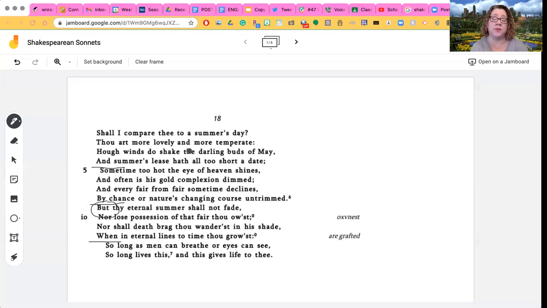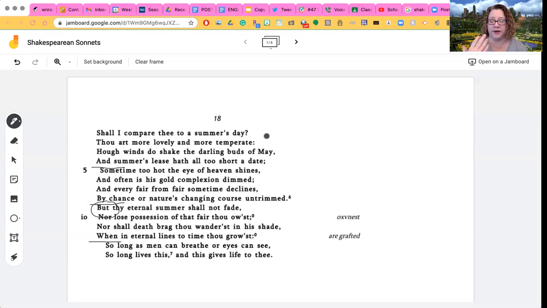So this poem is about pretty much the same thing as I Wrote Her Name Upon a Strand, the Spenser poem that we looked at on Tuesday. It's about the permanence that humans desire and can never achieve because of our mortality. In this case, it's about the beauty of the beloved.